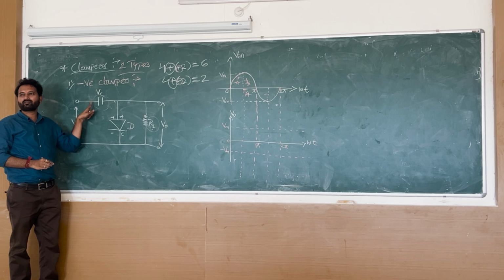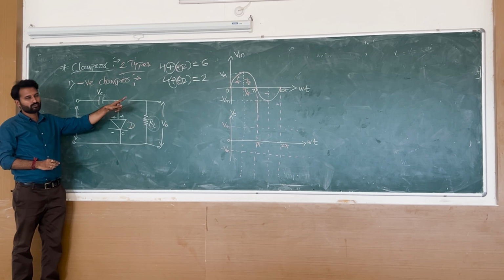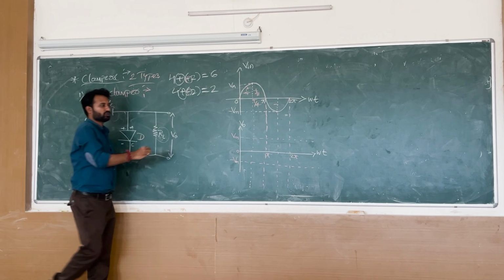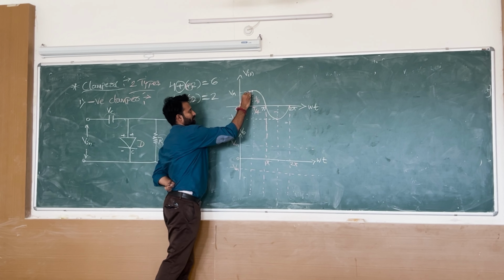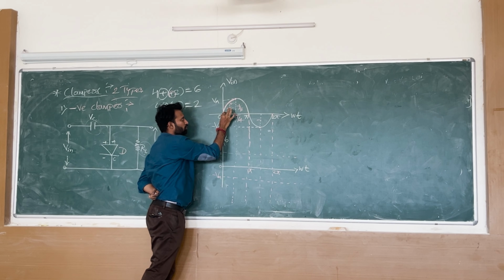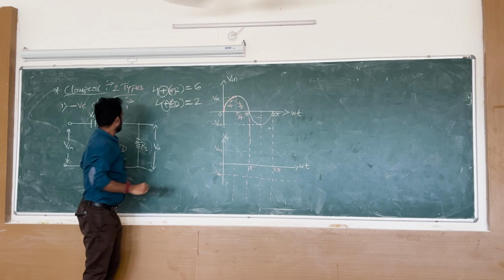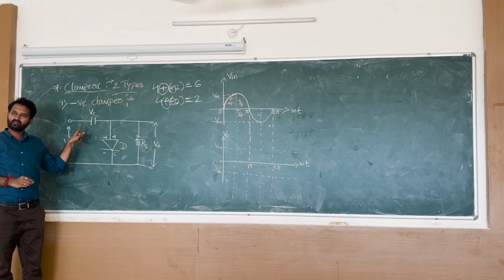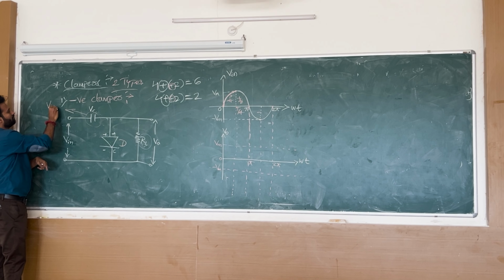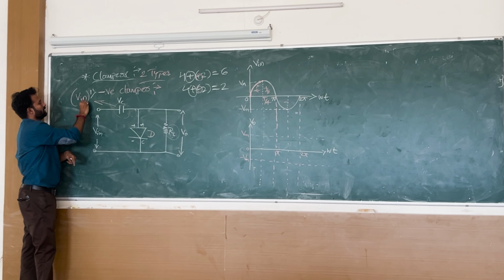This capacitor will get charged when you give the input of the first positive quarter cycle. First quarter means from here up to here. When your input reaches the first quarter, this capacitor will get charged, up to a maximum value of Vin.